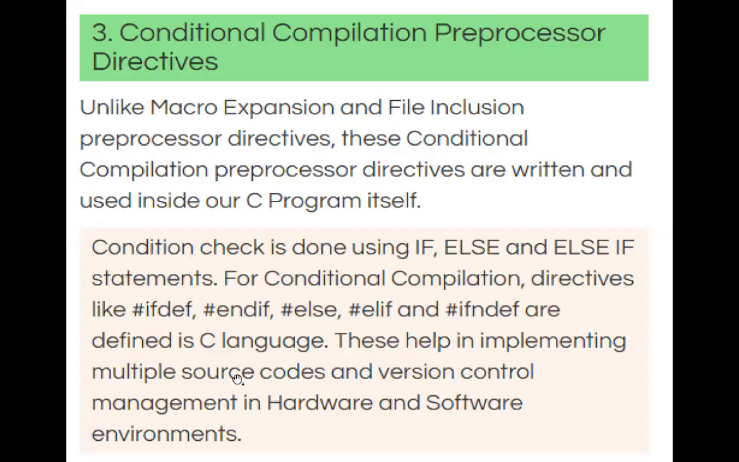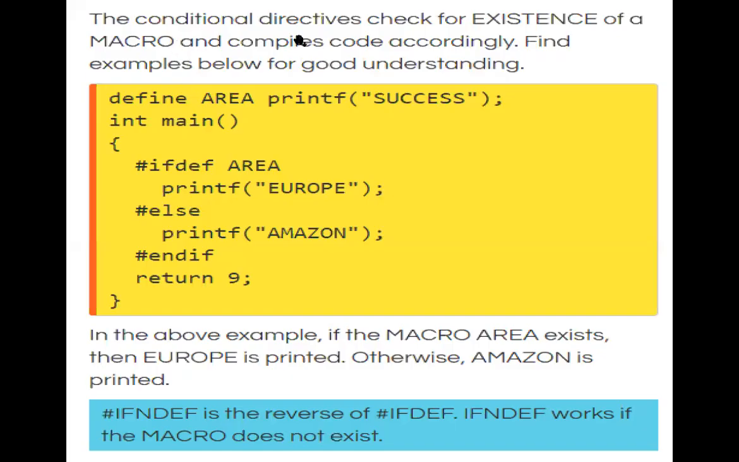These help in implementing multiple source codes and version control. The conditional directives check for the existence of a macro and compile code accordingly. If you see an example, at the start you have defined a macro, #define AREA, print success. This is one macro you have written. If I want to check whether a macro is present in my program or not, I will be using conditional compilation.